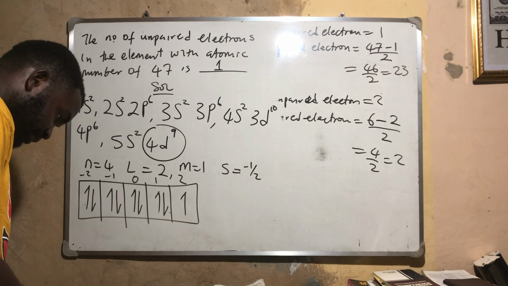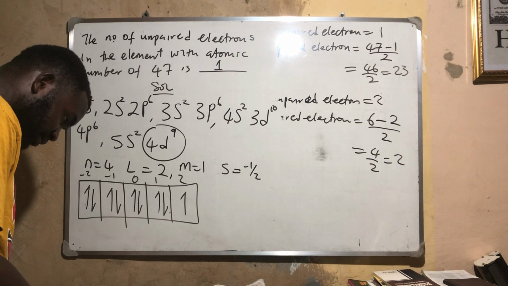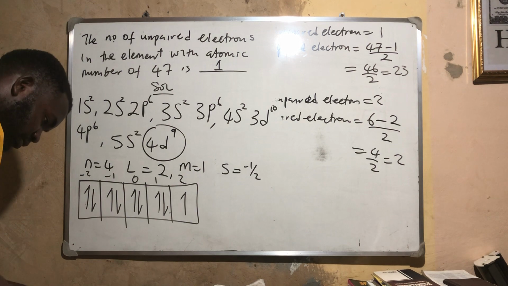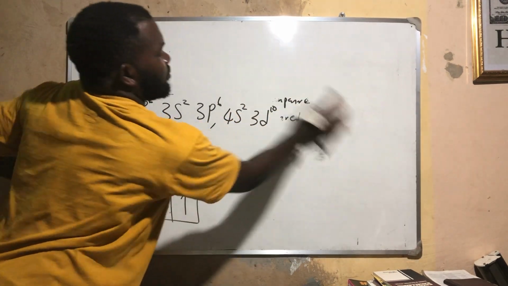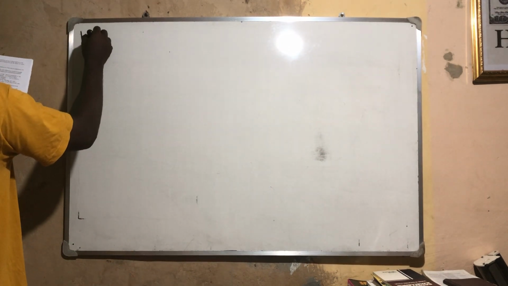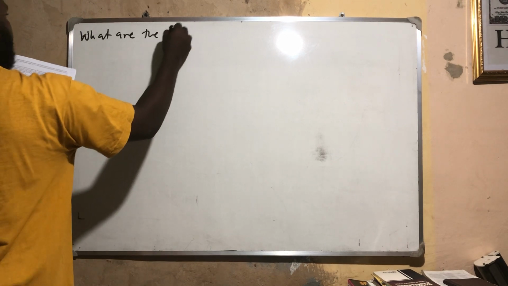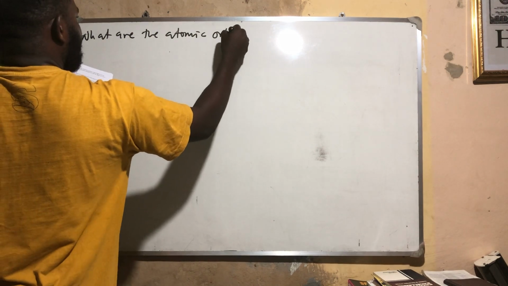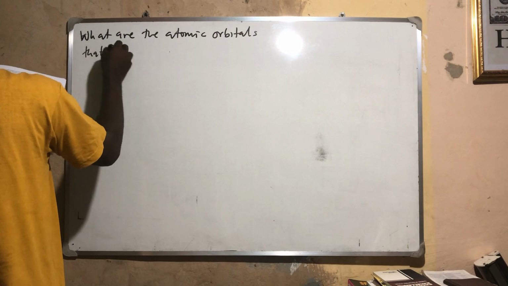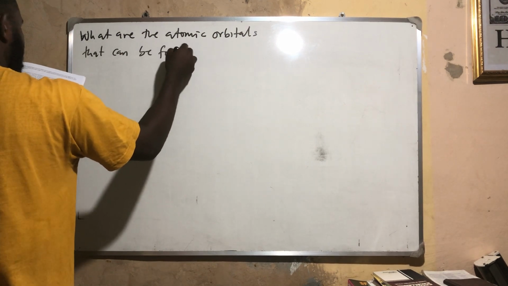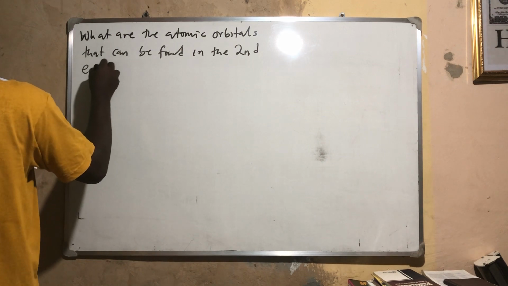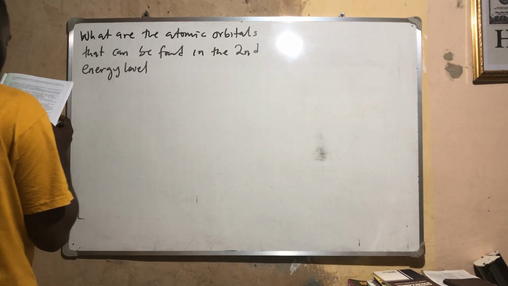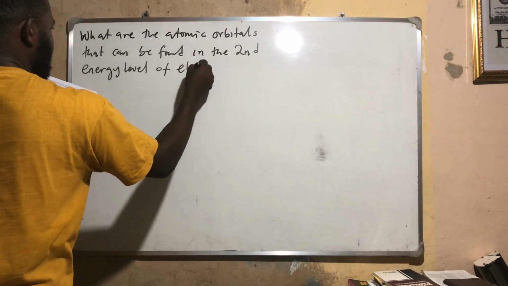Number 15. The next question said: what are the atomic orbitals that can be found in the second energy level of an electron?